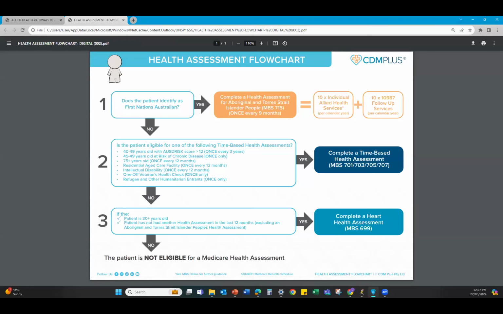I try not to get too caught up with. I just call them all health checks when we're discussing these with patients. But from a Medicare point of view, it'll come under a different category. So it'll be the type of health assessment that you'll be looking at. So I hope that's not too confusing, that I've made it more confusing.